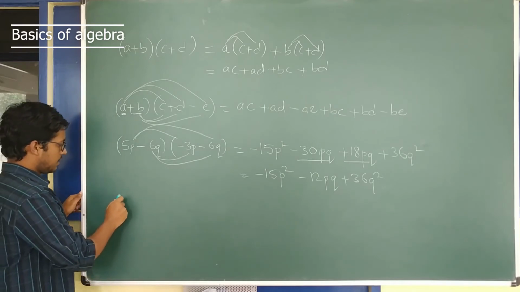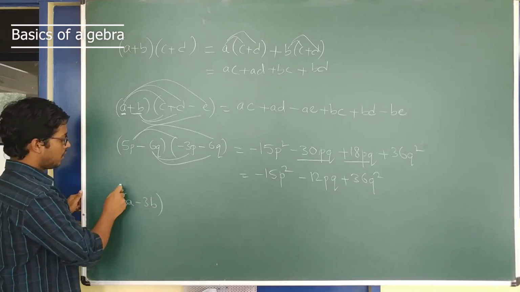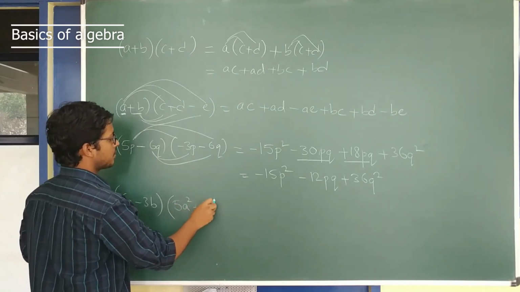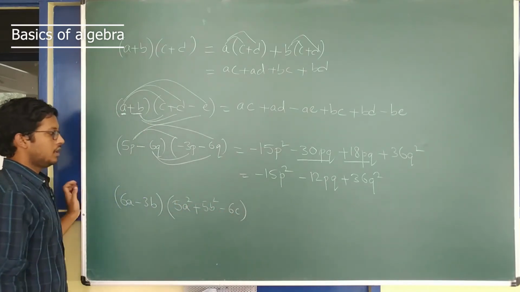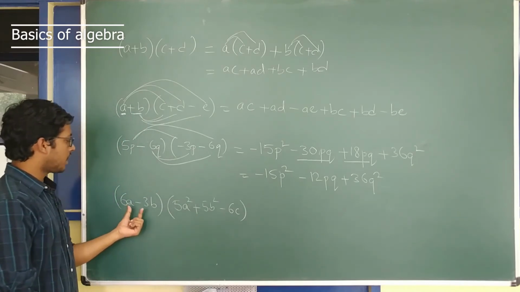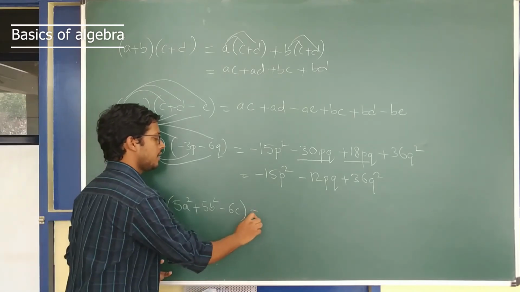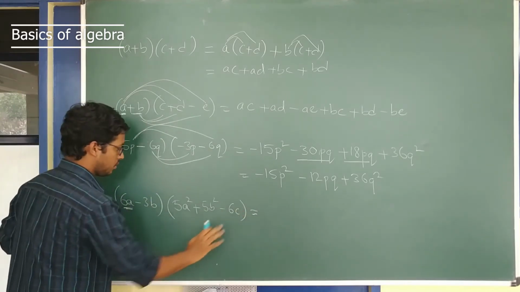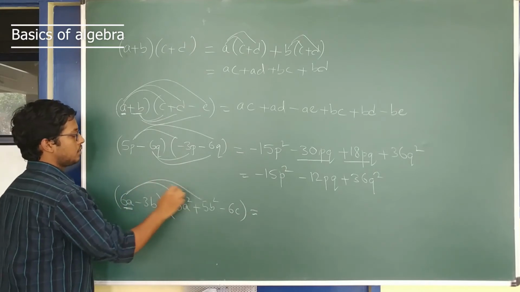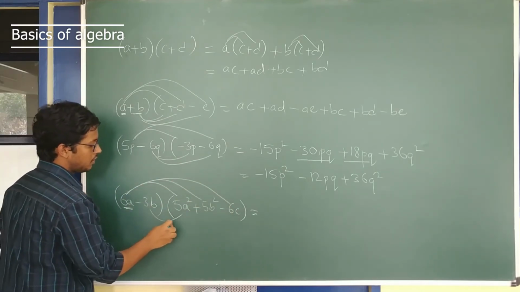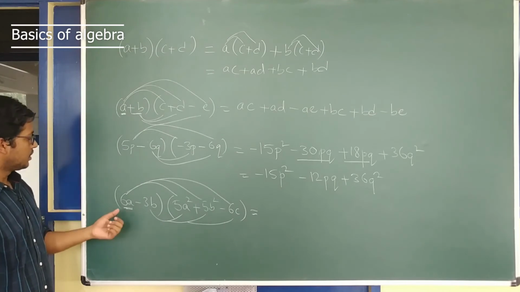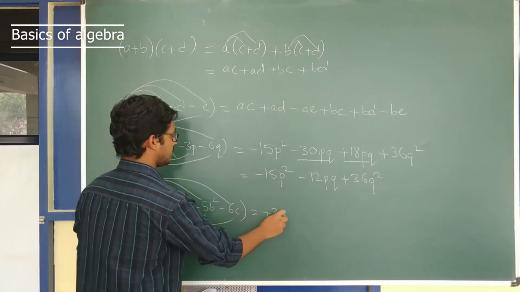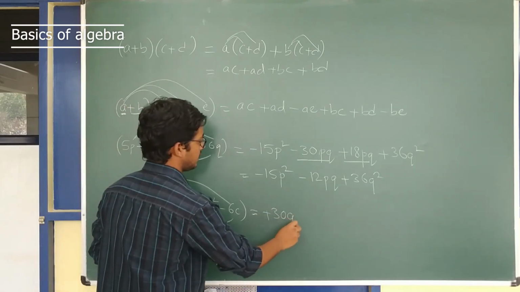So let's try for example 6a minus 3b. It's a binomial multiplied by 5a square plus 5b square minus 6c. This is a trinomial. So now let's see what happens if I multiply a binomial to a trinomial. Again we apply the same rule. You take one term and multiply to all the terms that are present here. So you multiply like this. Take this term and multiply to all the terms. So let's see. 6a into 5a square, so it is plus 30, a into a square is a cube.